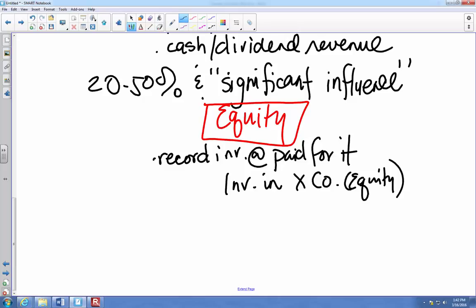Equity method or something. It's an asset. It still goes in your long-term investments. But what you want your shareholders to know when they're reading your financial statements is, this isn't a company I just got a couple shares of. I've got 20 to 50% of this thing, and I exert significant influence.